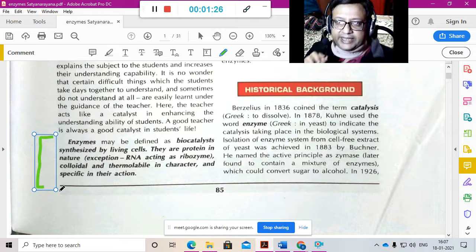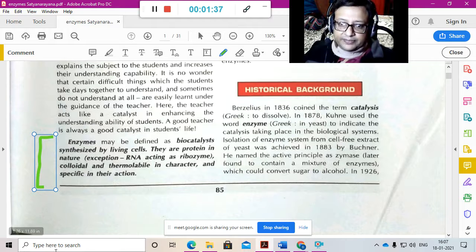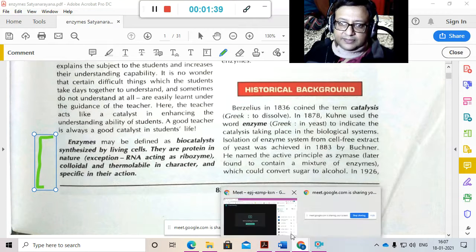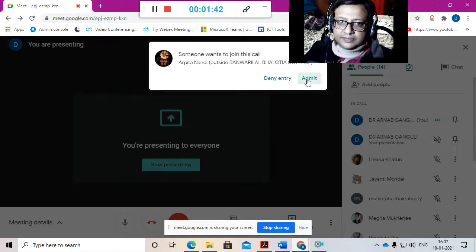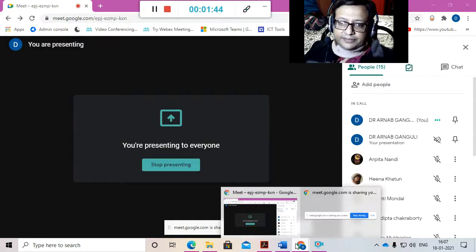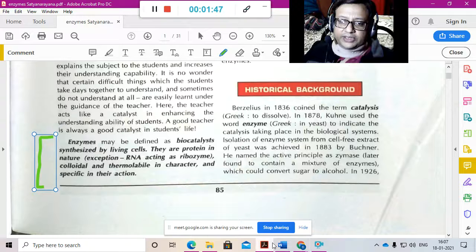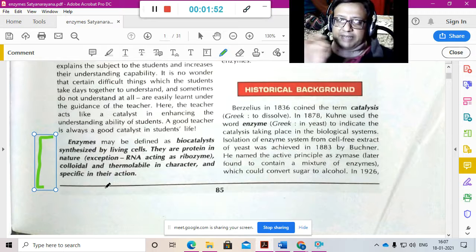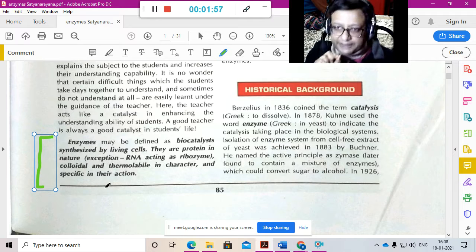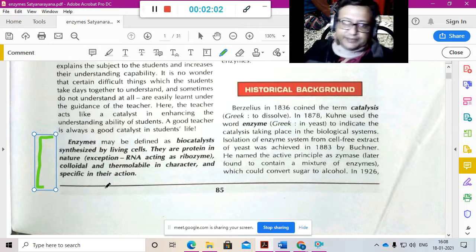Thermolabile means they can be destroyed by heat, except there is the Thermus aquaticus Taq polymerase enzyme. This enzyme is not destroyed by heat, but others are destroyed by heat, and they are specific. Each enzyme has a specific function. It acts on a specific substrate or a specific reaction, and it converts that into its product.